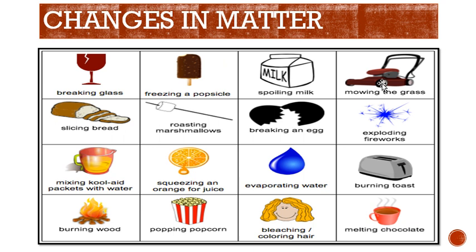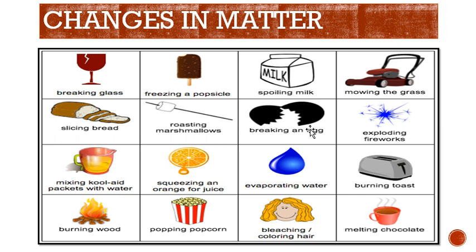And then, mowing the grass. If we mow the grass, the composition of the grass is still the same. So it is still a physical change. And then slicing of bread. We just slice the bread, so only its size or mass changes, but the composition is the same. It is still bread. Roasting marshmallows. It changes, so it can be a chemical change.